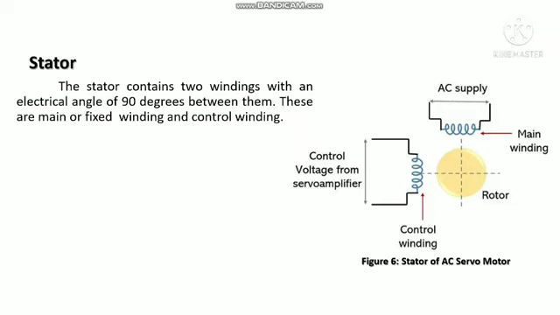Stator. The stator contains two windings with an electrical angle of 90 degrees between them. These are the main or fixed winding and the control winding.